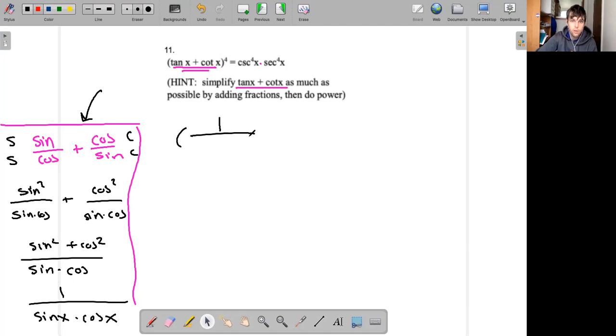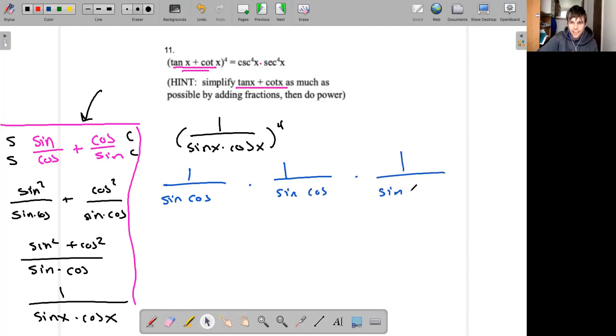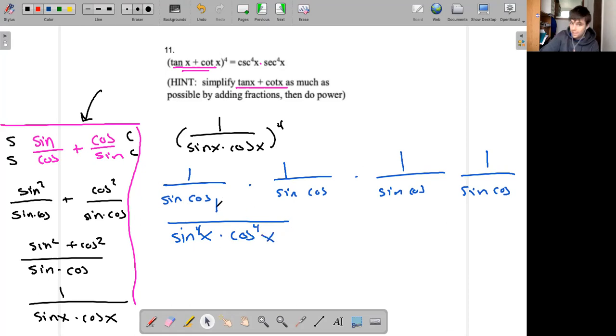We end up with 1 over sine x times cosine x to the fourth. Well, we raise this to the fourth. That means we're just multiplying this by itself 4 times. So that's 1 over sine cosine times 1 over sine cosine times 1 over sine cosine. You get the point here, right? I'm going to write it out, but we could just use exponent rules here. We end up with sine to the fourth x times cosine to the fourth x in the denominator.